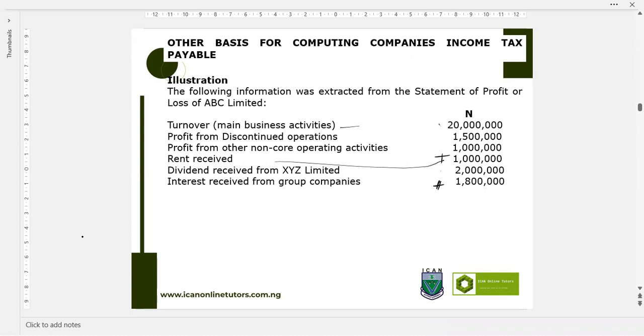Then we have revenue from suspended operations. That's how much? That's 1.5. So is it up to 25 million yet? That's 1.5. Then what else? What else?